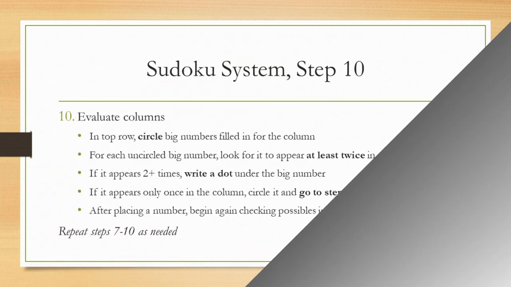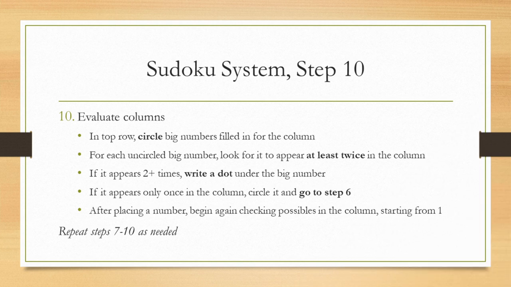And the final step, step 10, is to apply the same procedure to evaluating the columns. In the top row, starting with the left side column, circle the big numbers that are filled. For each uncircled big number, look for it to appear at least twice in the column. If it appears 2 or more times, put a dot under it. If it appears only once in the column, circle it and go to step 6 to fill in that cell.